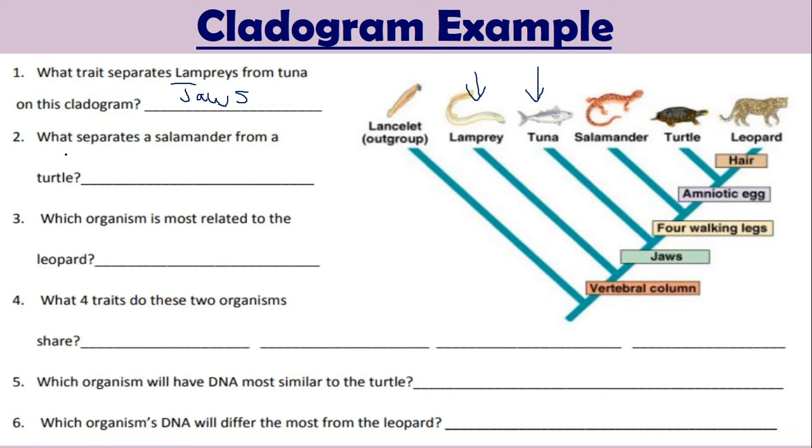Now, number 2, what separates a salamander from a turtle? So we look down. Here's salamander. Here's turtle. The trait that separates them is amniotic eggs. If I can spell today.